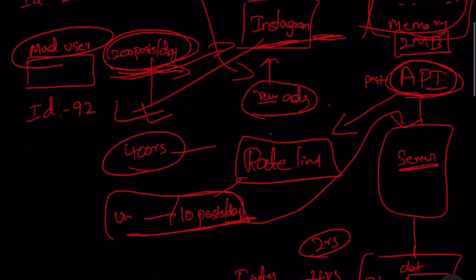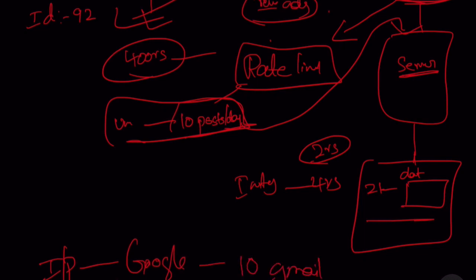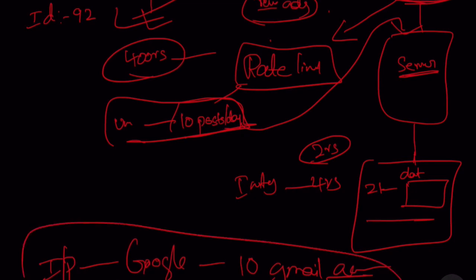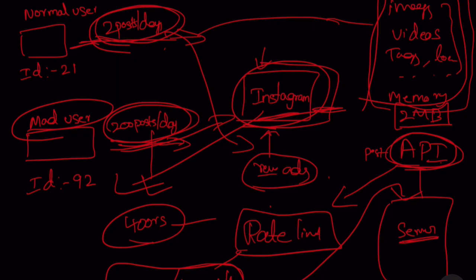Similarly, Google will allow only 10 Gmail accounts to be created from the same IP address. That's it, 10 Gmail accounts. This is one kind of rate limiter defined by Google, and the other is one defined by Instagram. Different companies define these kinds of rate limiters to save money or to avoid bots.